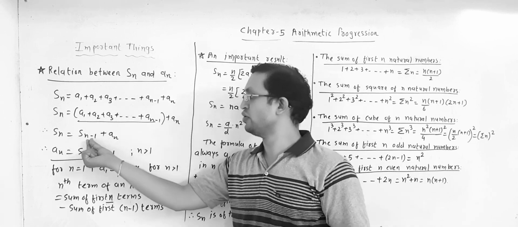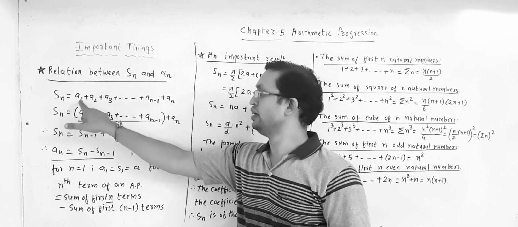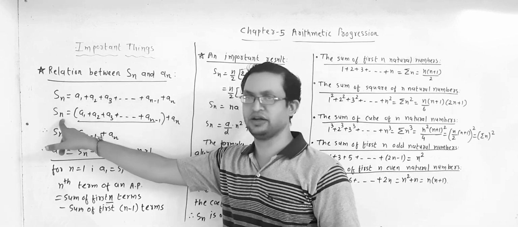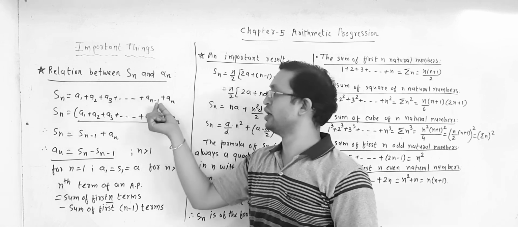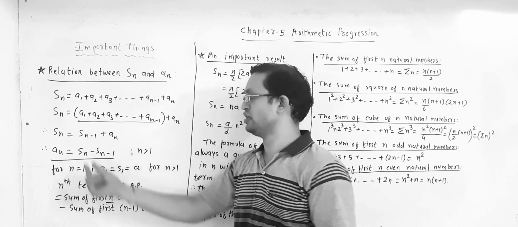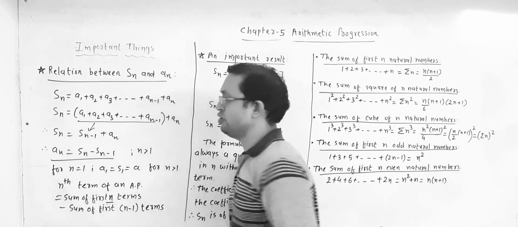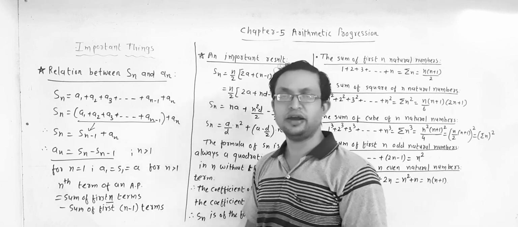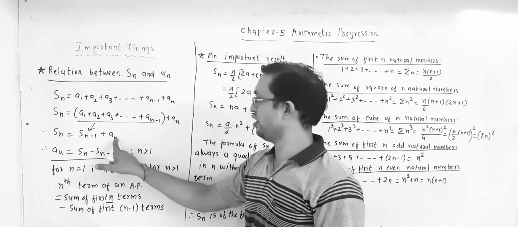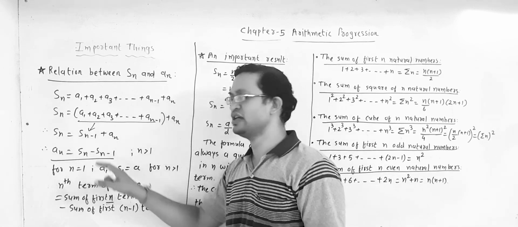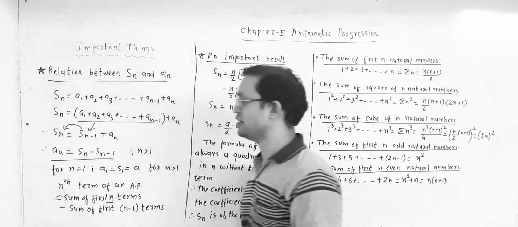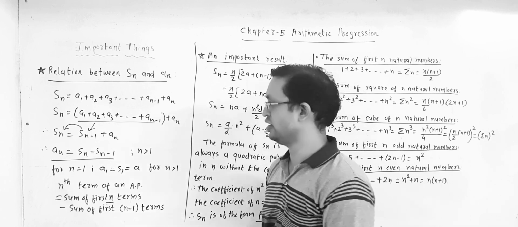A1, A2, A3 up to An, where the last term is An, equals Sn. But A1 plus A2 plus A3 up to An minus 1 is the sum of n minus 1 terms, that is Sn minus 1. So Sn equals Sn minus 1 plus An. Transposing Sn minus 1 from the right side to the left side with a minus sign, An equals Sn minus Sn minus 1.